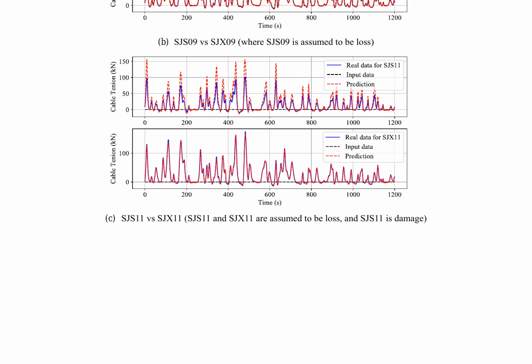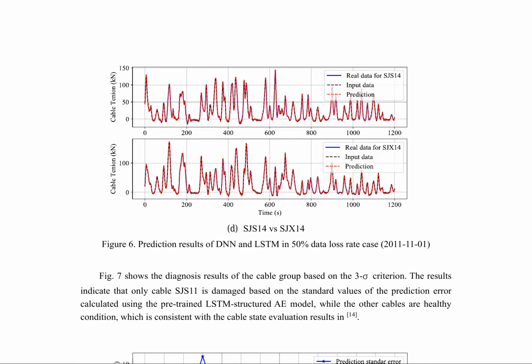The paper presents several comparative studies, including SJS08 versus SJX08, SJS09 versus SJX09, and SJS11 versus SJX11, which showcase the effectiveness of the proposed approach in identifying damaged cables. Figure 6 illustrates the prediction results of DNN and LSTM in a 50% data loss rate case, highlighting the superior performance of the LSTM structured A model.